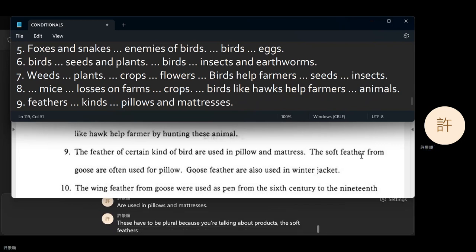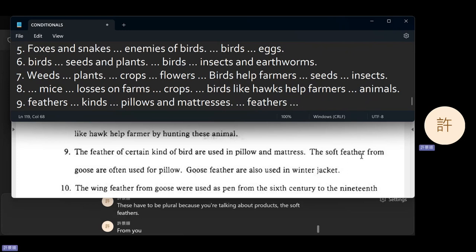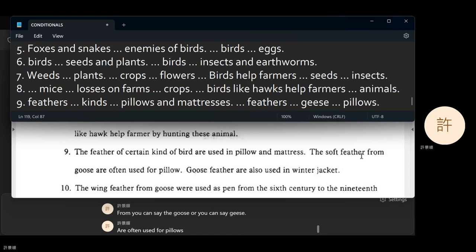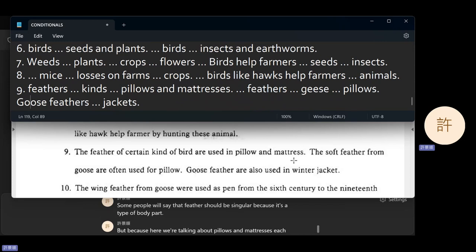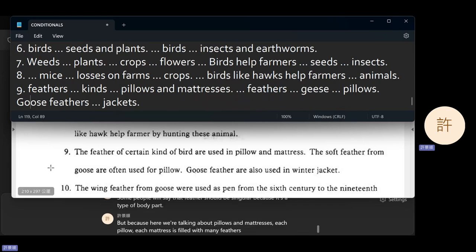The soft feathers from, you can say the goose or you can say geese, are often used for pillows. Goose feathers are also used in winter jackets. So this is goose because you're not counting the goose, you're counting the feathers. It's another compound noun. What kind of feathers? Goose feathers. Some people will say that feather should be singular because it's a type of body part. But because here we're talking about pillows and mattresses, each pillow, each mattress is filled with many feathers. So using plural, I think, makes more sense.